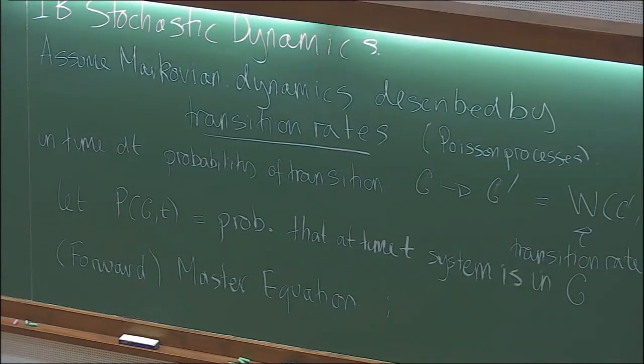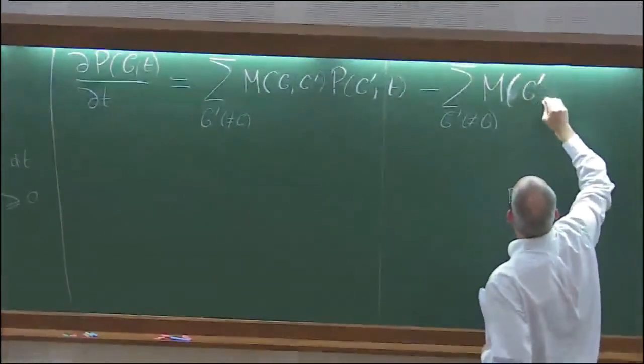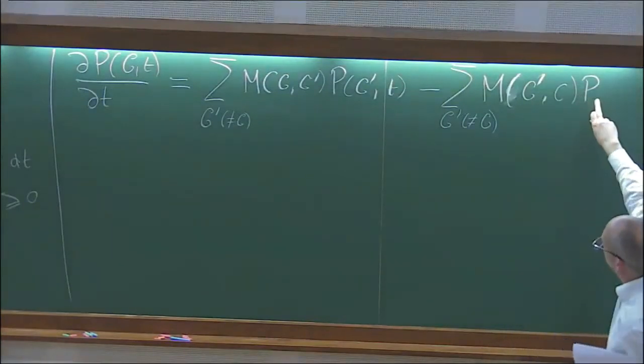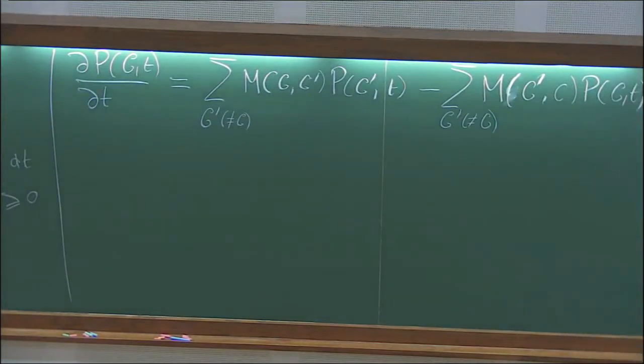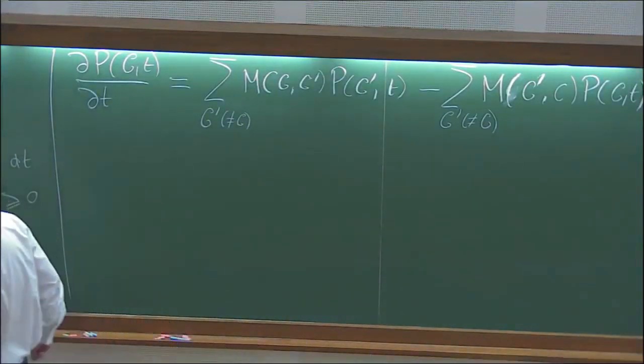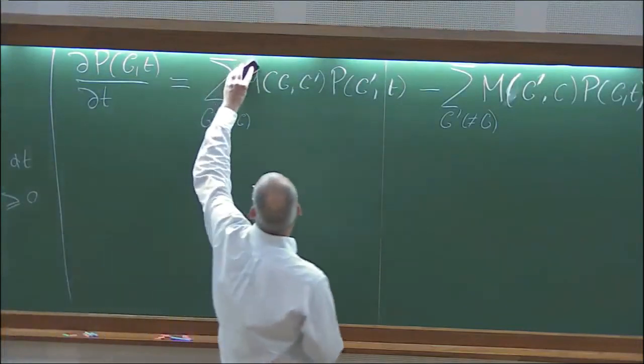And then, of course, we have loss of probability from C. So again, we'll sum over C primed, not equal to C, and we're going to all the other configurations from C. So I've got M, C primed, C, and we lose probability from configuration C. Yes, thank you, I made a mistake. I should be using W. I changed notation a little bit too soon. So this should be W.